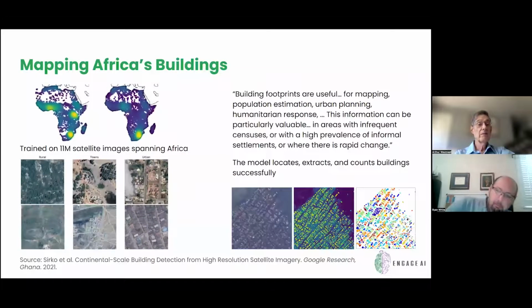And then I have some more specific use cases that demonstrate what's been done in this space. This was a research project by Google Research Ghana that attempted to map literally all the buildings in Africa. How on earth could they do this?